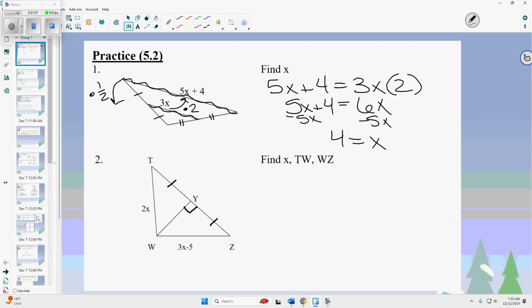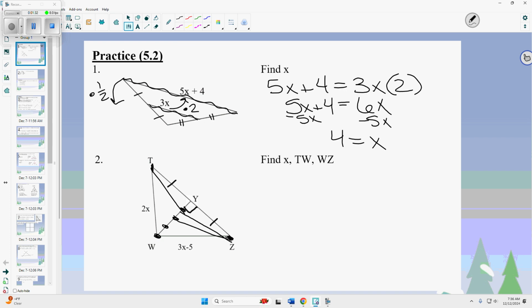Number 2, we have the perpendicular bisector. Every point that's on the perpendicular bisector is what? To the ends of the segment. We made a 90 degree when we bisected, but any point on this perpendicular bisector, no matter what point I pick, is going to be what from the ends of the segment?